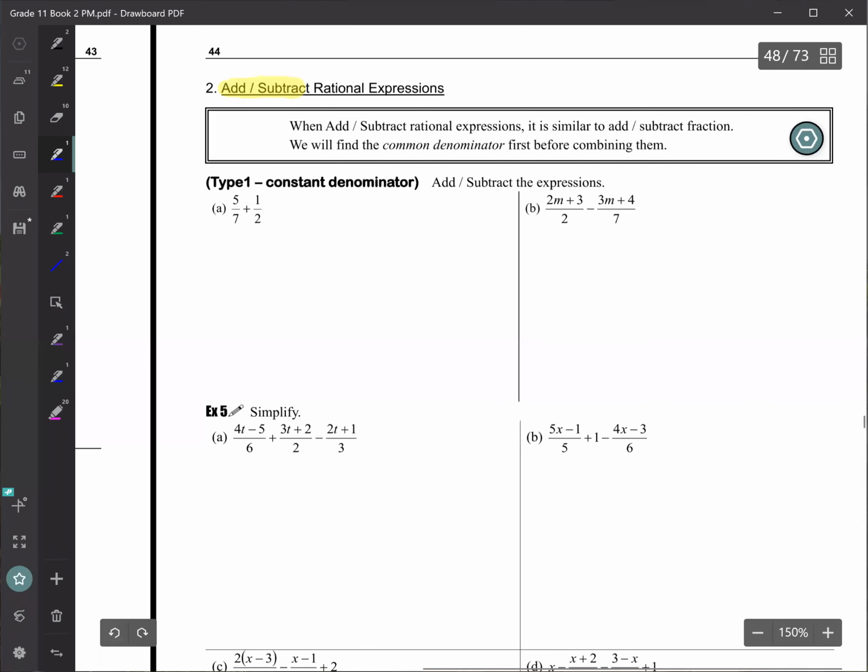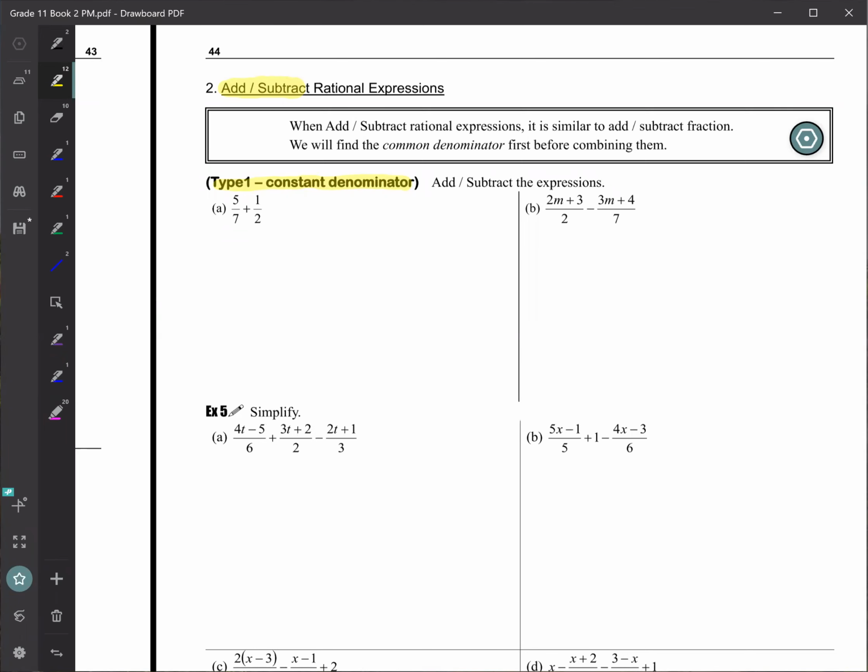So this part, the add and subtract rational expression, okay? I separate it into two types. So you look at page 44. Type 1 is when you have constant denominator. Constant means no variable, okay? Just a number there. If it's 7, it's always 7, right? It doesn't change. So in the denominator, you don't have variable, okay? So we'll start with that.